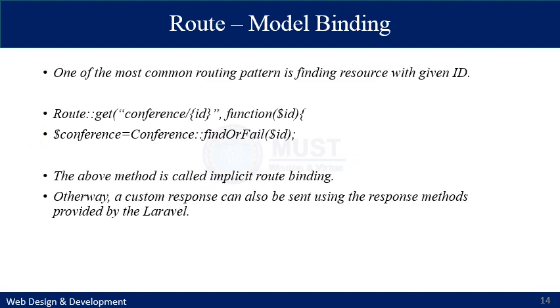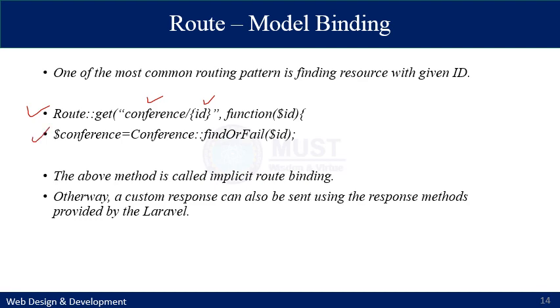You can also do route model binding. One of the most common routing patterns is finding a resource with a given ID. For example, you want to search for a specific user or a specific student. In this example, you are searching for a specific conference. So you have a route with the get method, and you have conference slash ID placeholder. That means you will specify conference slash an ID, a number or a text.